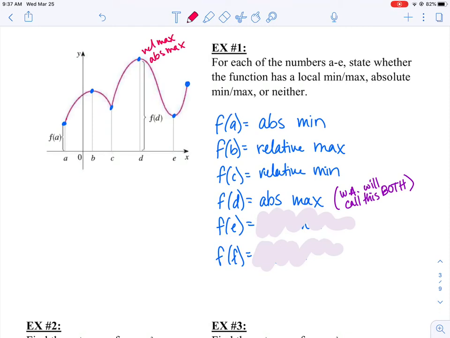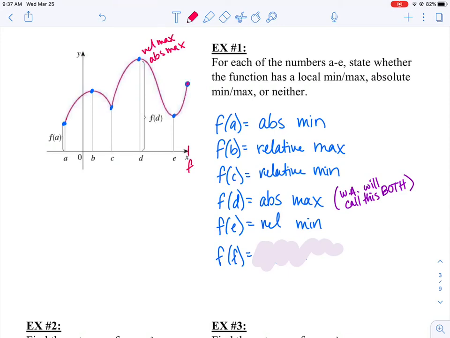So on your homework, when you see something like that, it's going to ask you to label it as a relative and an absolute maximum. Okay? All right, for point E, I called that a relative minimum because it is not the lowest point, it is just a relatively minimum point. I'm going to call him a relative or local minimum.